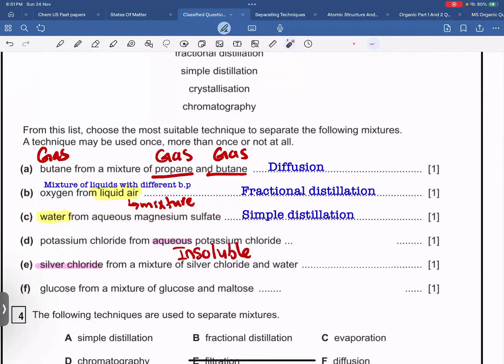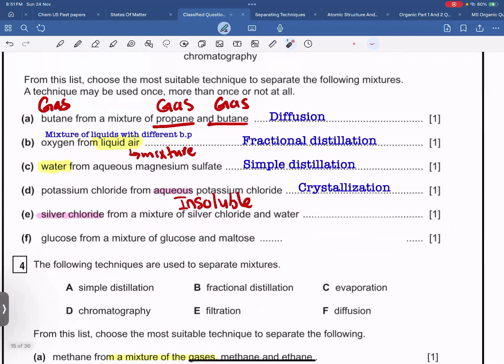Okay? Potassium chloride from aqueous potassium chloride. So aqueous potassium chloride is soluble in water. To obtain potassium chloride, which is the solute, use crystallization. And then silver chloride from mixture of silver chloride and water. Mixture of silver chloride and water. So silver chloride is insoluble. How do you know it's insoluble? Silver chloride and water, not aqueous silver chloride or silver chloride solution. So that means silver chloride is insoluble in water.